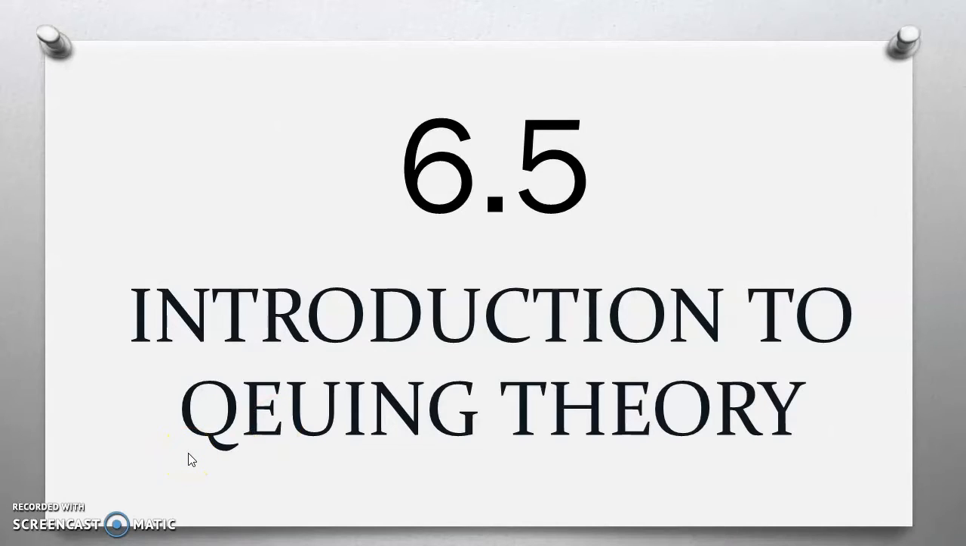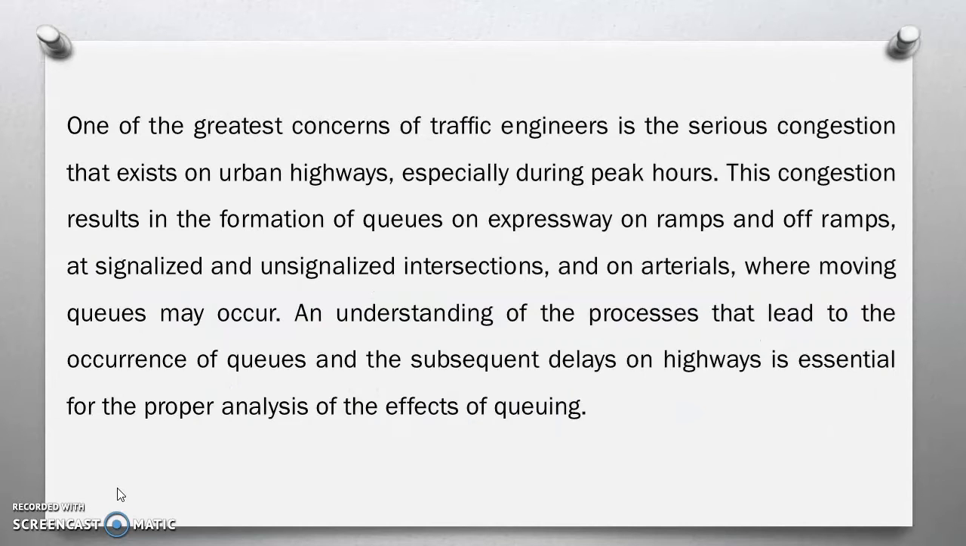Chapter 6.5, Introduction to Queuing Theory. One of the greatest concerns of traffic engineers is the serious congestion that exists on urban highways, especially during peak hours. This congestion results in the formation of queues on expressway on-ramps and off-ramps, at signalized and unsignalized intersections, and on arterials where moving queues may occur.